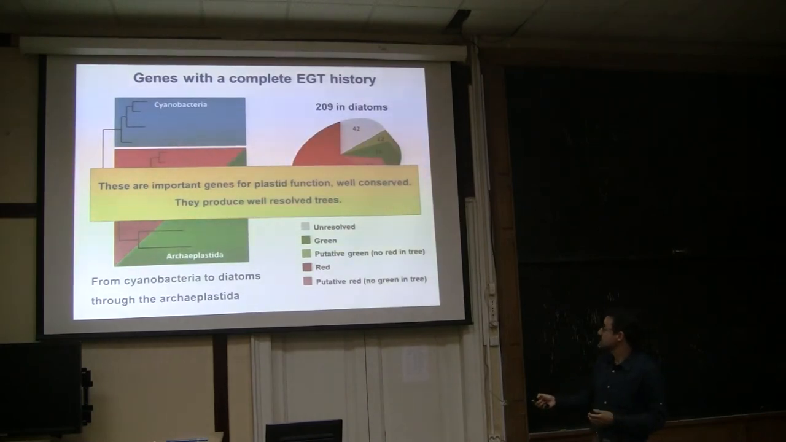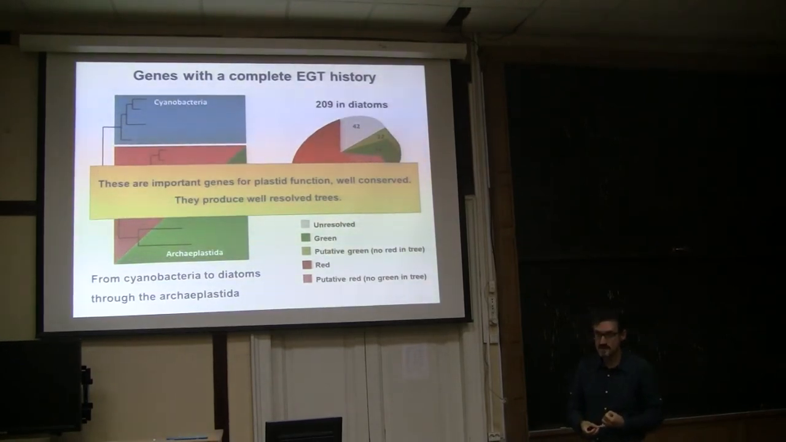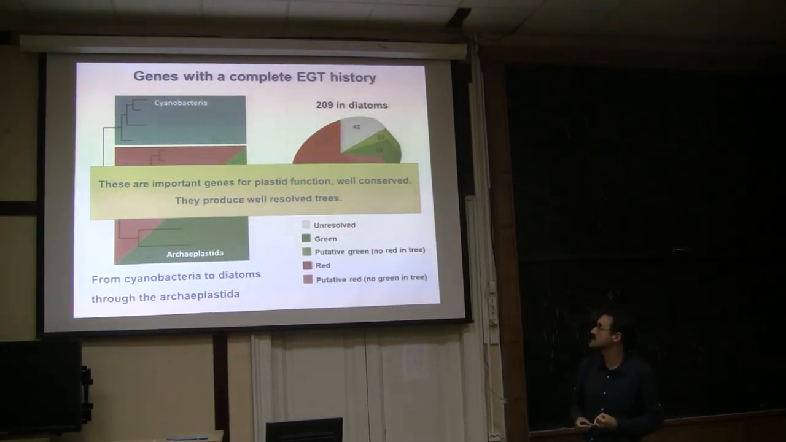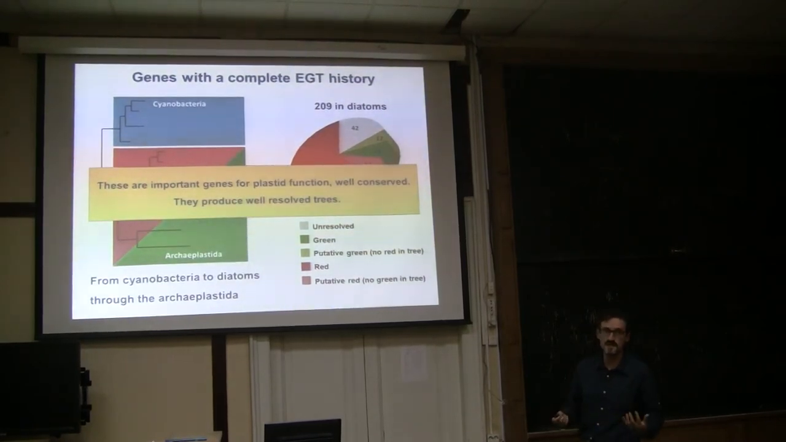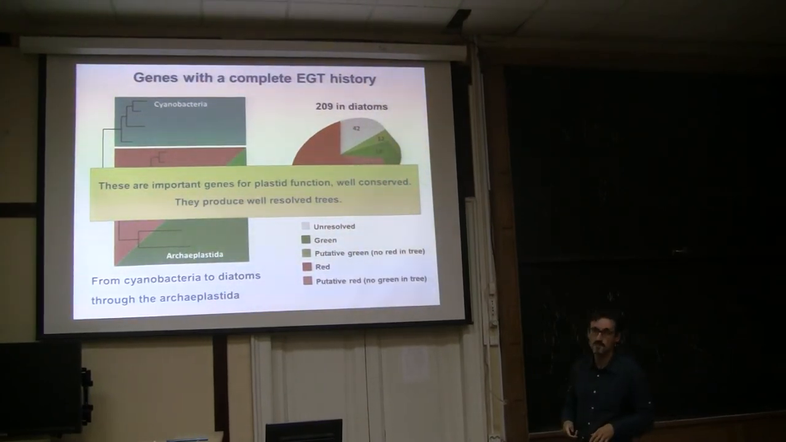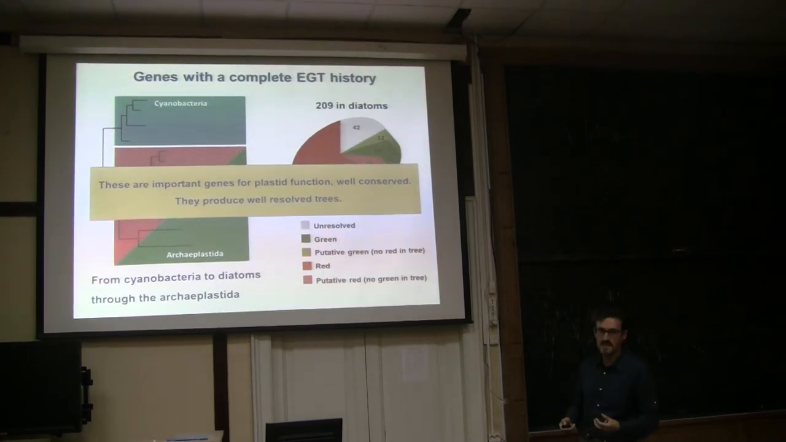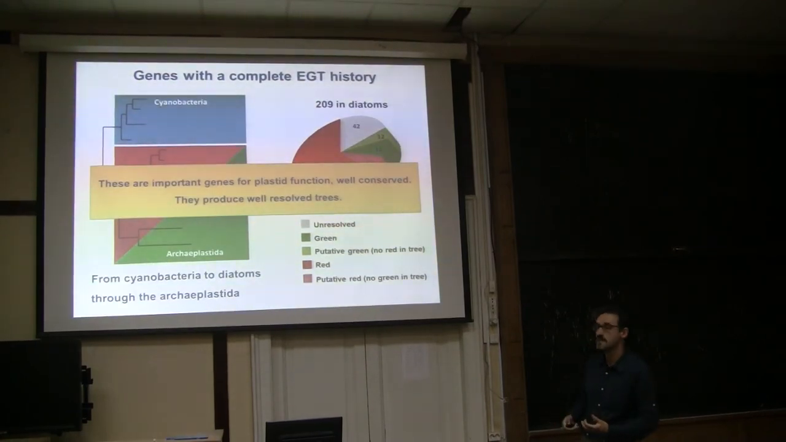So, as I told you, these are very important genes for plastid function. These are, for example, ribosomal proteins that are working in the plastid, or genes that are involved in the synthesis of pigments, of chlorophylls and other pigments. So these are genes that are essential for plastid function, and because they are essential, they are very well conserved and they produce very nice phylogenetic trees.